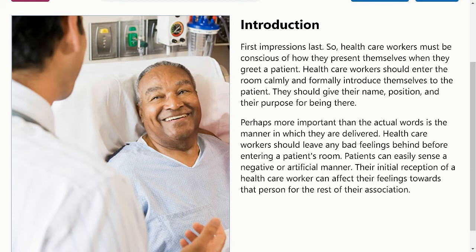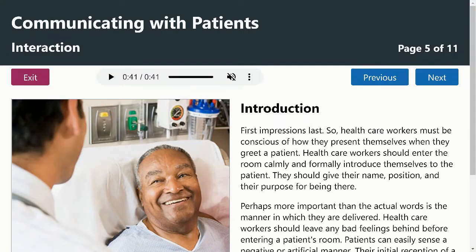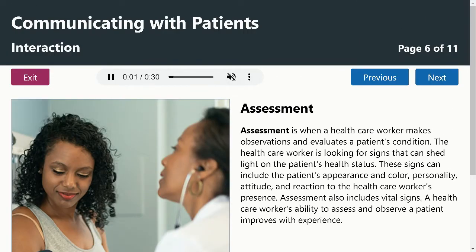So, when you go into a patient's room, what's the first thing you need to do? Introduce yourself. So you need to write it down. You go into a patient's room, the first thing you need to do is introduce yourself. Assessment.